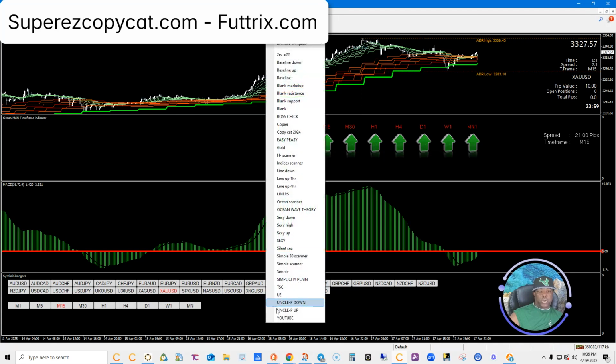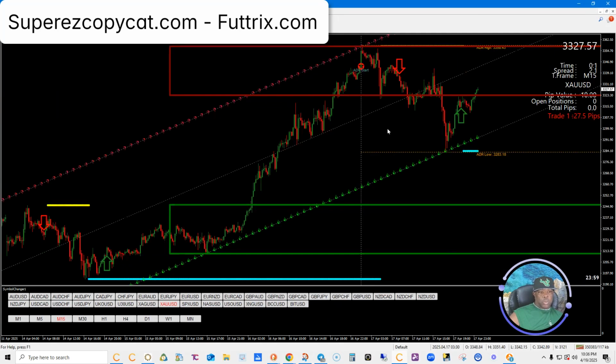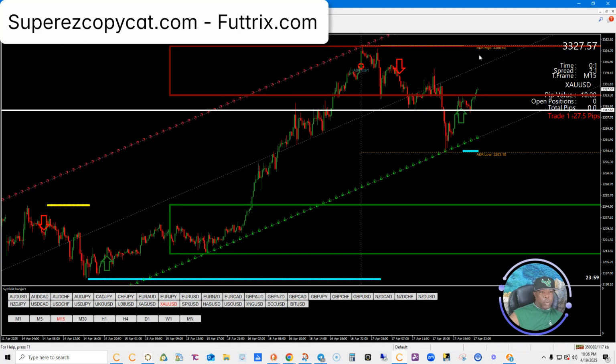There was our arrow right here. See that pullback right there to that support level right here? So what can gold potentially do? Go back up and retest either this level or to the top, one of the two. So that's what I'm anticipating. Gold is going to go back up.